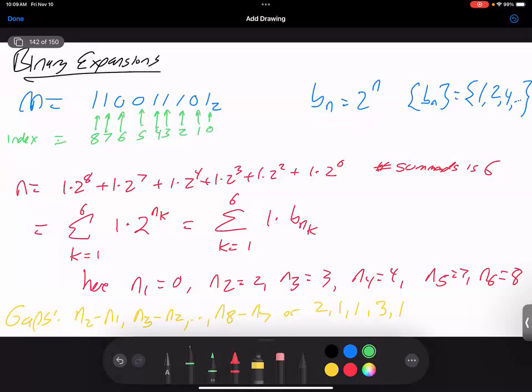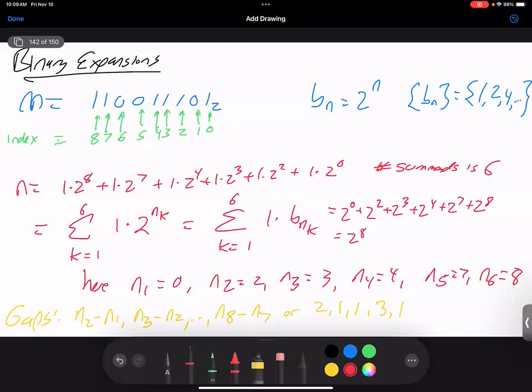So if you are not clear, you have to speak up. I just have my number and I'm just representing it. I only care about which terms actually arise. Do I use 2 to the 0? Do I use 2 to the 1? Do I use 2 to the 2? Do I use, etc.? I use 2 to the 0, so that's why I'm going to have a 1 here. I don't use 2 to the 1, so I'm not going to have a 1 there. So I could write this as 2 to the 0 plus 2 to the 2 plus 2 to the 3 plus 2 to the 4 plus 2 to the 7 plus 2 to the 8.